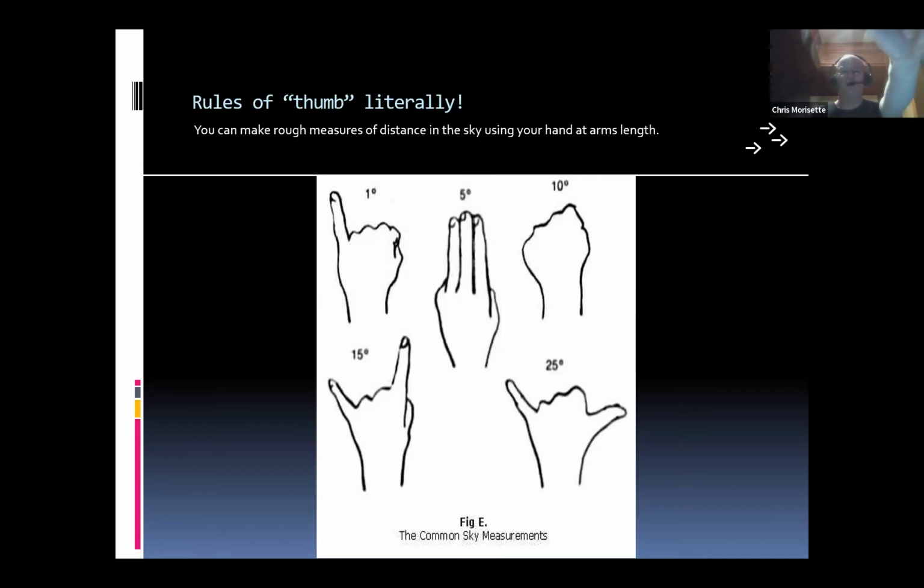So if you hold that out at arm's length, you go up into the sky and you use the distance between, say, your pinky and thumb, you can measure 25 degrees from one object to another in the night sky. So again, it's just another way for you to be self-sufficient out there under the stars.